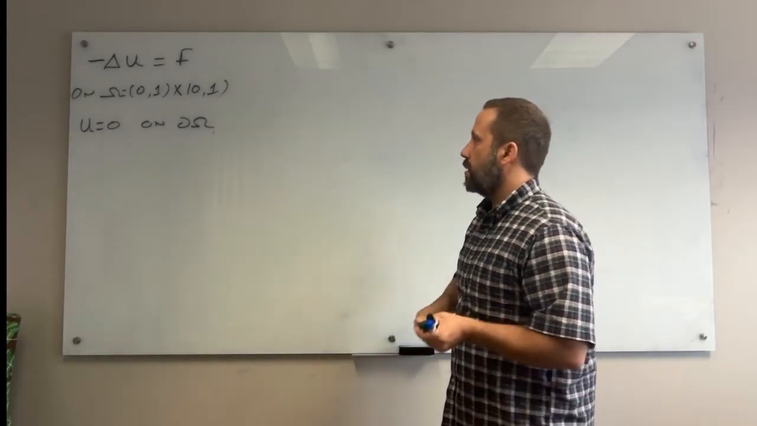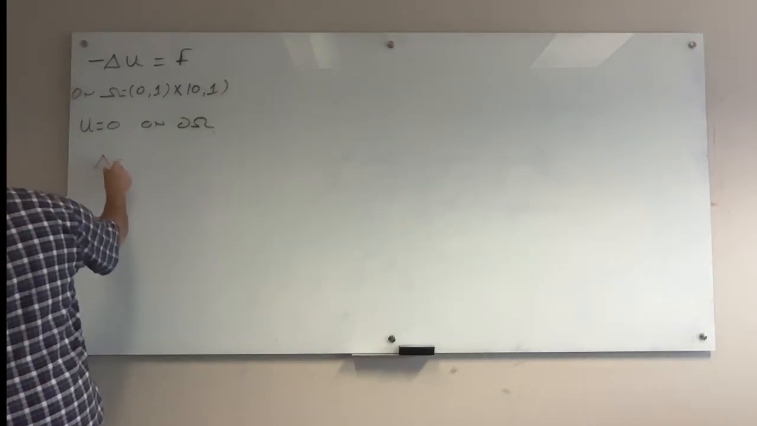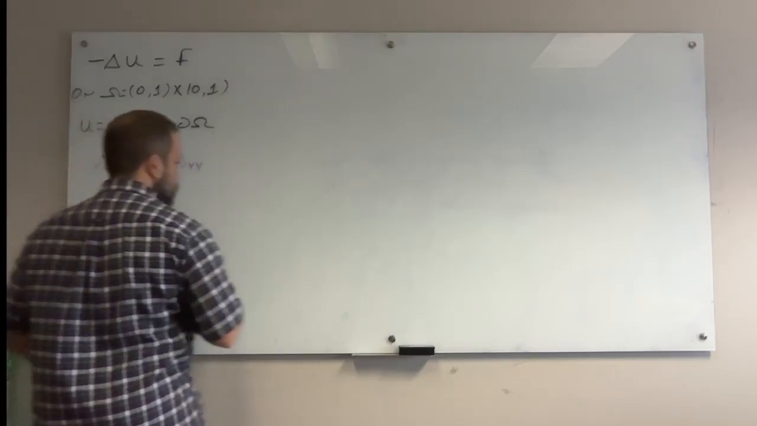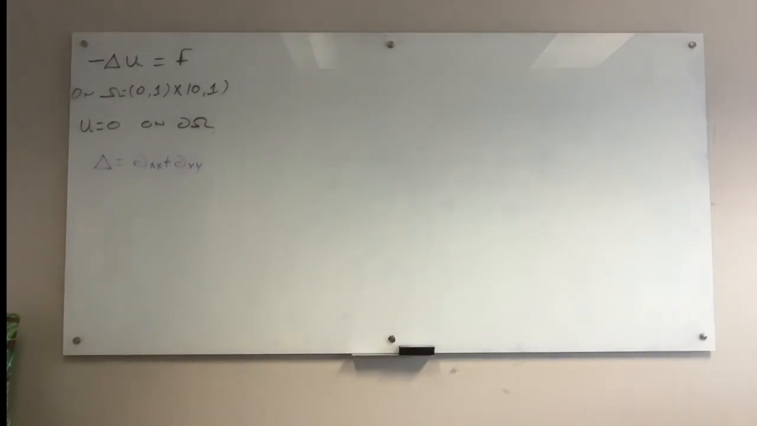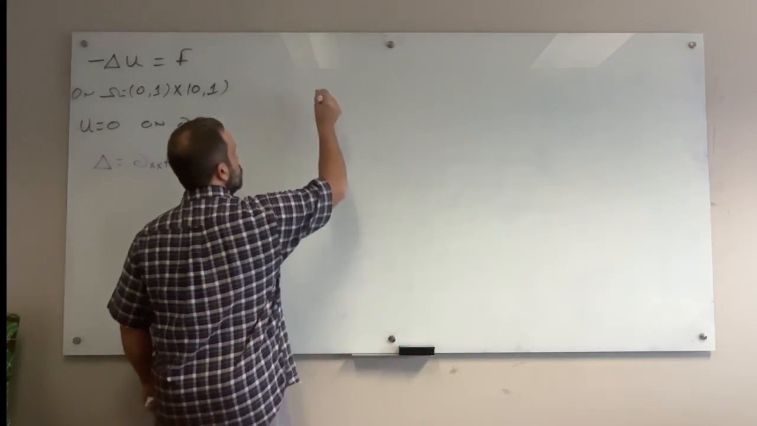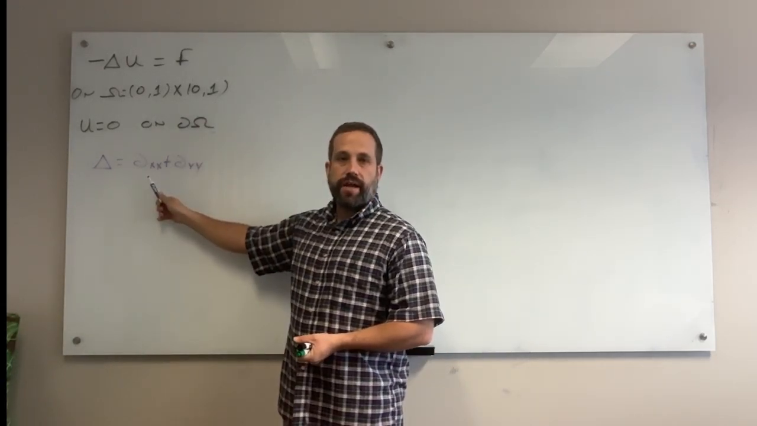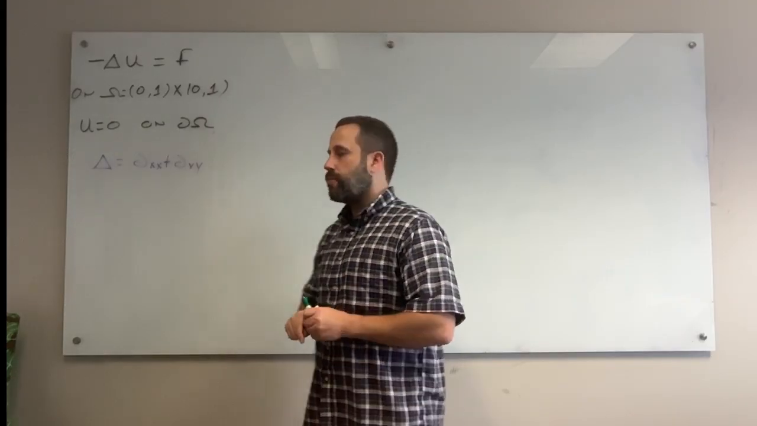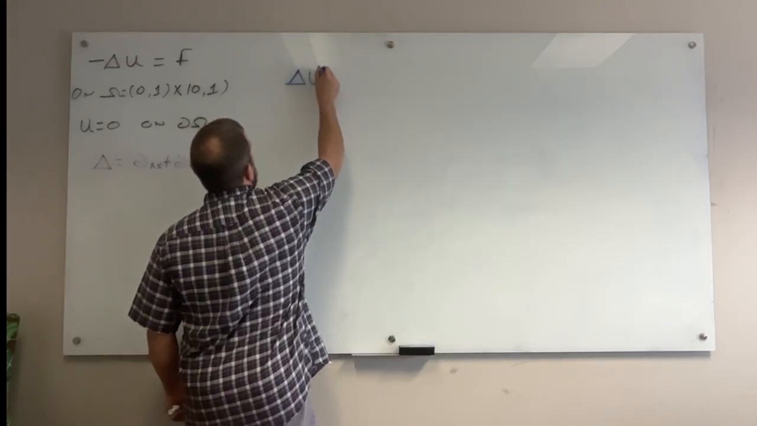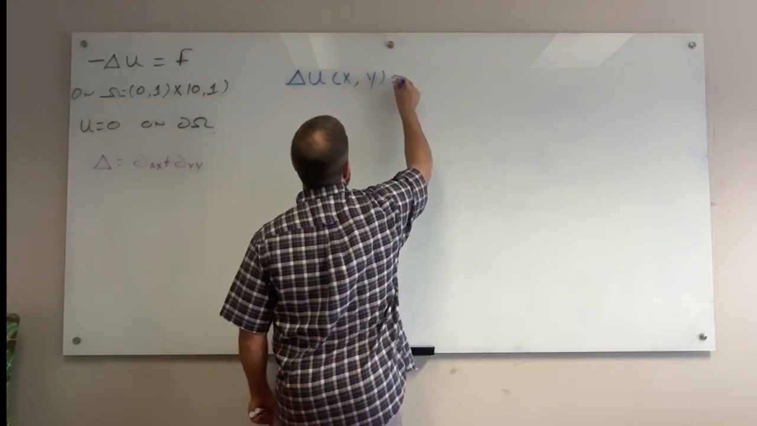So let me just remind you that the Laplacian operator is simply the double x derivative plus the double y derivative. And so when approximating the second derivative, the most straightforward thing to do is just to do the one-dimensional x approximation and add that to the one-dimensional y approximation. In other words, the Laplacian of u, evaluated at the point (x, y), is going to be roughly equal to the following.